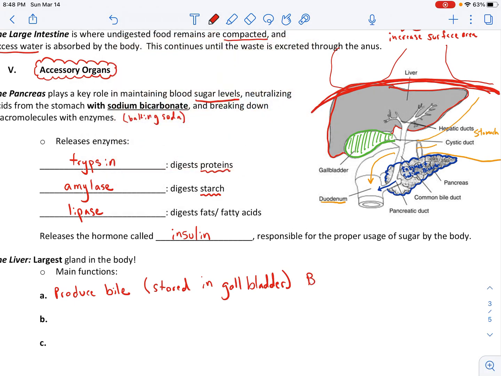Bile is an emulsifier. And what that means is it makes fat droplets smaller.